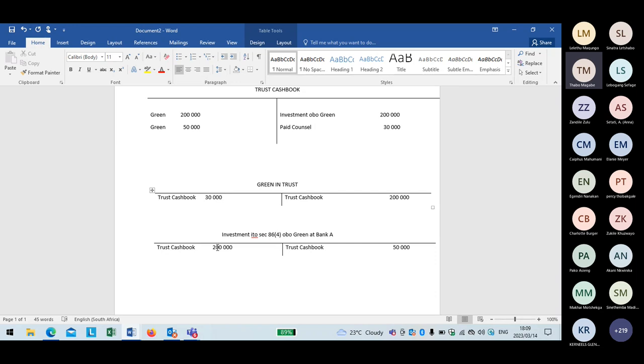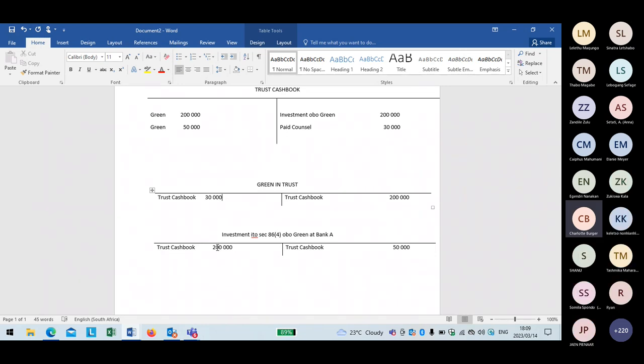And remember what I said last night and earlier today? The only time you will open a new account is when you are investing. That is the only time that you will open a new account after using clients' money. Otherwise, debit the client after crediting the trust cash book.